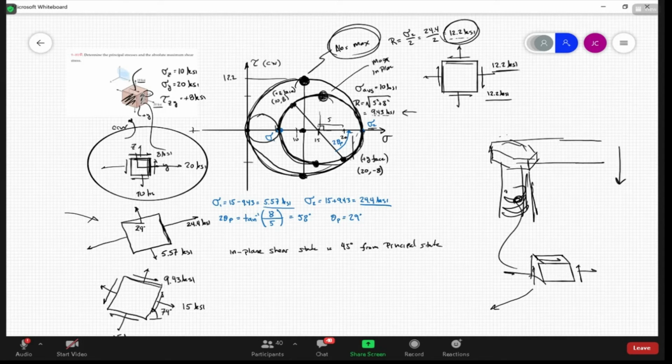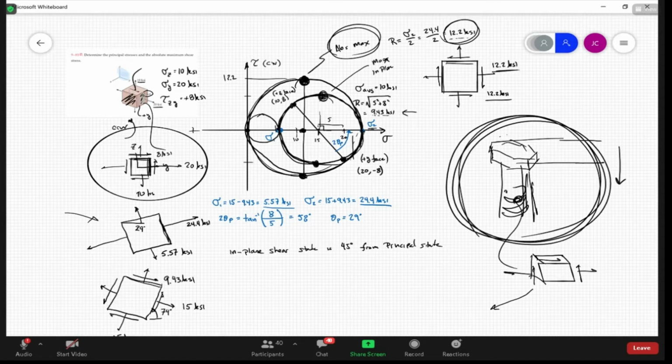So there are problems like this in the book. Like I said, this is just taking the exact same problem that we did in chapter 8, getting the result on the differential element, the little differential stress state, and then applying what we learned in chapter 9 to get the principal values. So not too big of a deal.